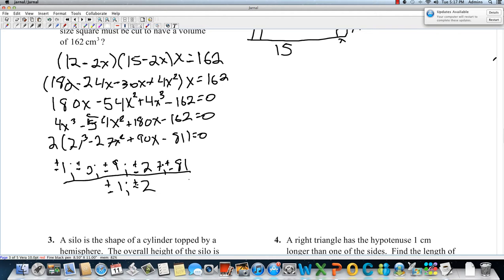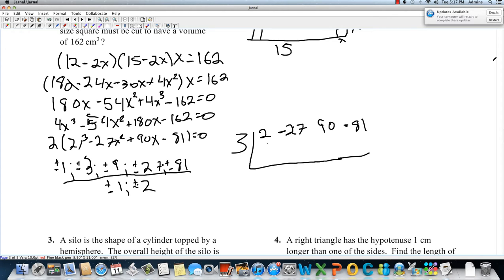Okay, and now we just pick a number with which we're going to do synthetic division. So I'm just going to pick 3. So we'll just set this up, and we have our terms over here, which are 2, negative 27, 90, and negative 81.